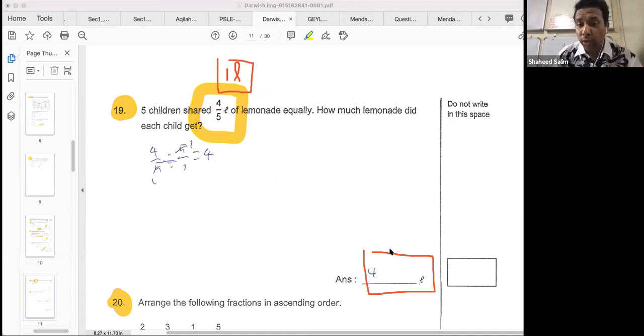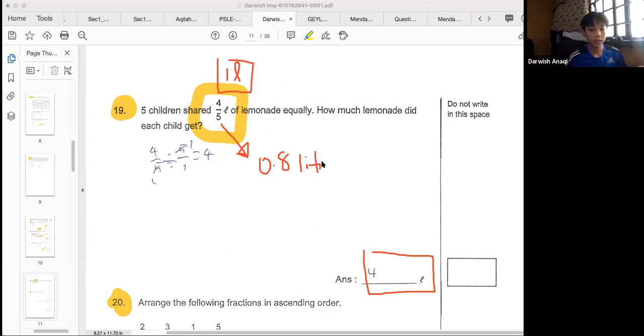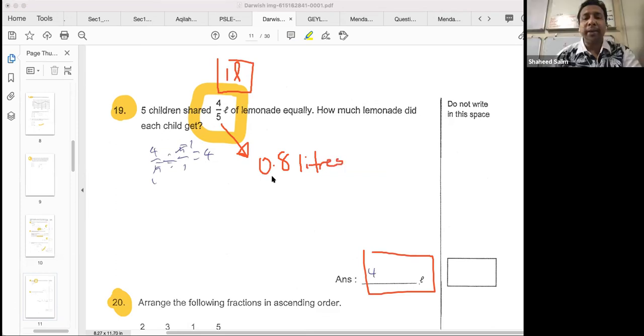So from this, you look at your answer, you say, impossible. How can it be? You know what's 4/5? Use your calculator, please. You have a calculator. 4 divided by 5. What is it in decimal? 0.8. 0.8 liters. So 0.8 is not even 1 liter, no? And then I ask you, how much lemonade did each child get? You say 4 liters. Cannot lah. So now what to do?